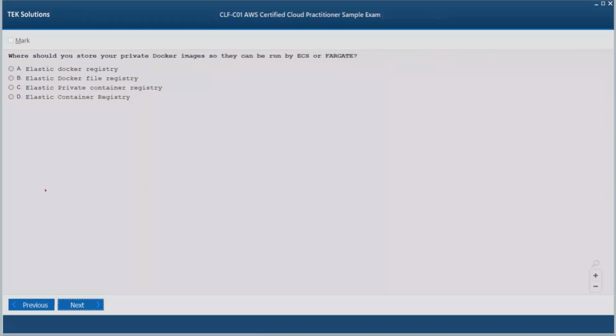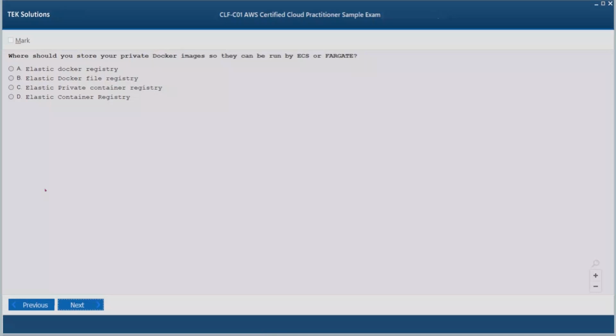Where should you store your private Docker images so they can be run by ECS or Fargate? When you have your private Docker images, in ECS and Fargate, you need something to run it. And where should you do that?